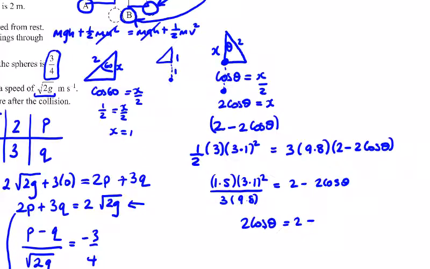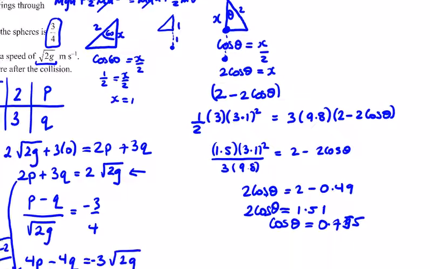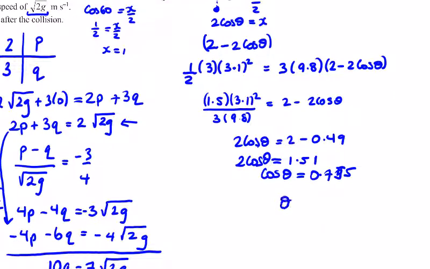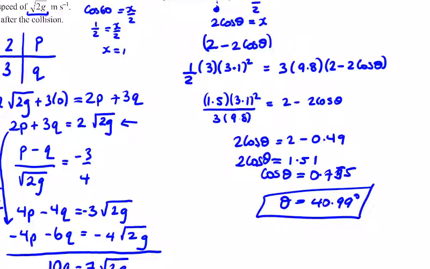I might as well type it into a calculator now. And I get 0.49. So 2 cos theta is equal to 1.51. So cos theta is equal to 0.755. Am I rounding off a bit too early? I don't think so. You should get the same answer. So theta, the inverse cos of that, is 40.99 degrees, to complete part A of this question.